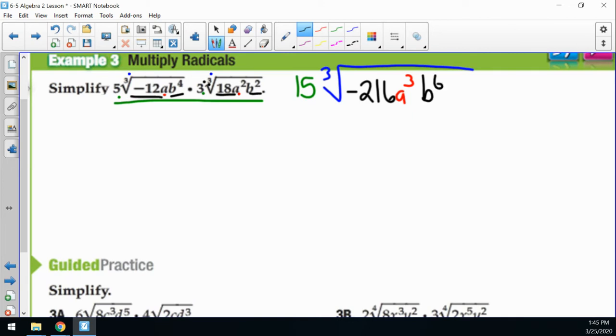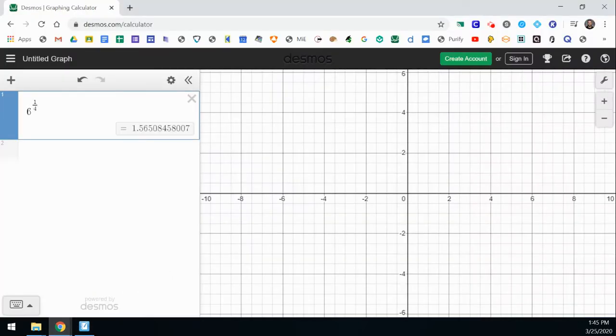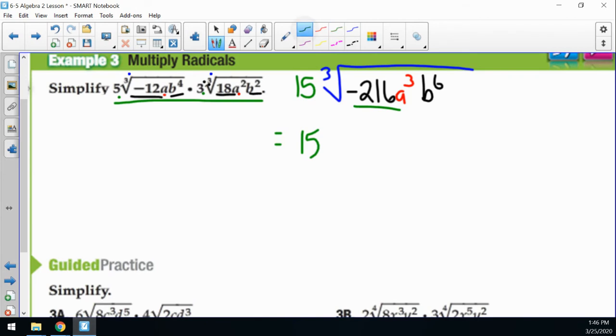All right, so now we have our 15. I'm going to drop it down and say, this is 15. Now, can I take the third root of negative 216? Well, let's go to decimals. Negative 216 to the 1/3 power is negative 6. The nice thing is notice it's a negative answer because I have a negative in there. So this is going to be negative 6 right here.